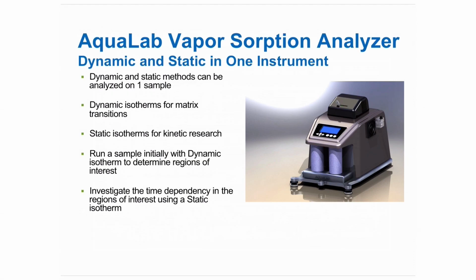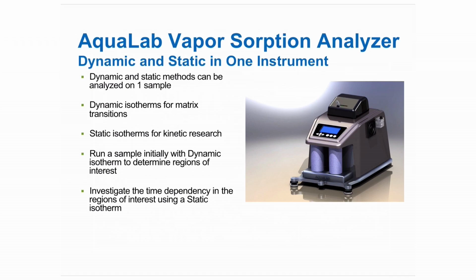So this is the only instrument that will do the traditional static methods, does them the same as any other instrument out there, but also offers this dynamic method for being able to investigate these glass transition, phase transition occurrences. To do that, it uses a dynamic method we call DDI, Dynamic Dew Point Isotherm Method, which is a patented method that's controlled by Decagon.